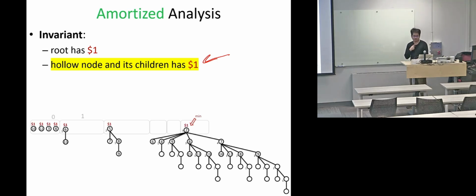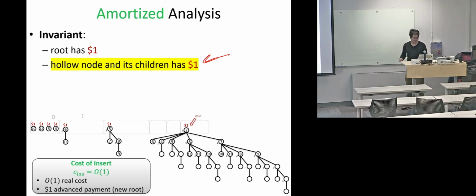So for insert, nothing much, right? I still pay constant real cost, and when I put a new node there, I put $1 on top of it, like before. So that's constant. Nothing interesting. For insert, it's just a constant cost that I pay.